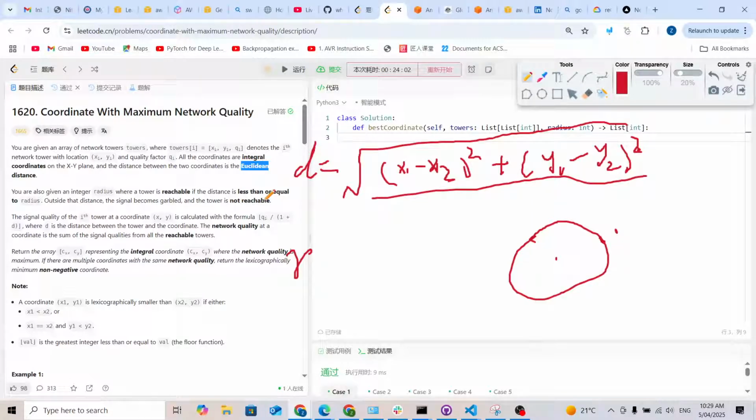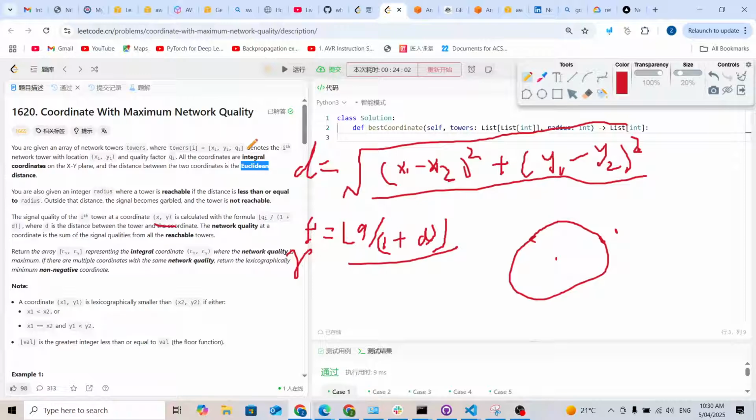So this is just the definition, and we have to understand it because we're going to use it inside the formula. The signal quality of the ith tower at the coordinates x and y is calculated with another formula: q divided by 1 plus d, and we take the floor of this value. This is the signal quality of the ith tower. The q is coming from tower i.